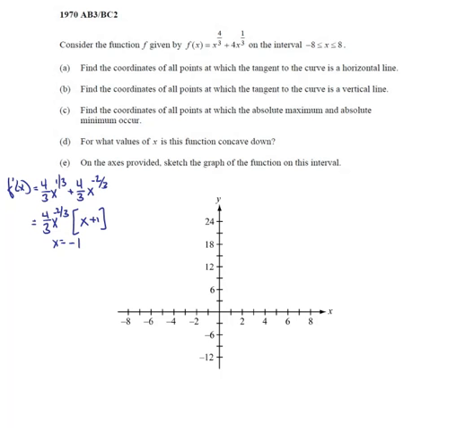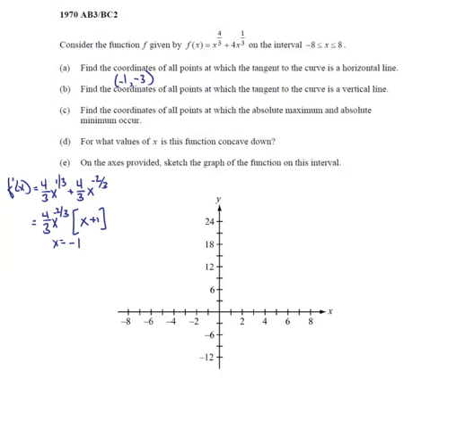Now this does say find the coordinates of all points, so we really need to plug this back in. Plug in -1 into the first term, we're going to get 1. Into the second term, we're going to get -4. 1 minus 4 is -3. And so that's the coordinate at which we have a horizontal tangent.